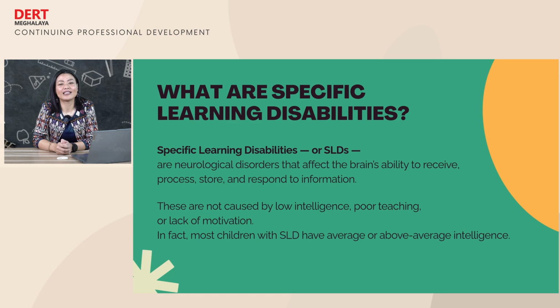Let us take a look at the next topic for today, that is specific learning disabilities, also known as SLDs. Specific learning disabilities are neurological disorders that affect the brain's ability to receive, process, store, and respond to information. These are not caused by low intelligence, poor teaching, or lack of motivation. In fact, most children with SLD have average or above average intelligence.